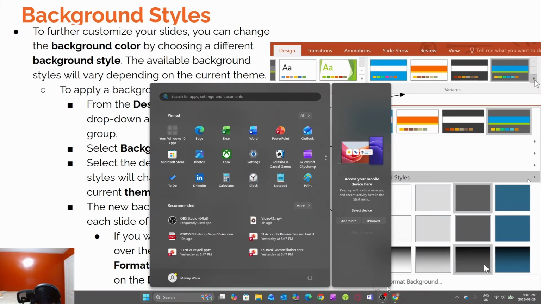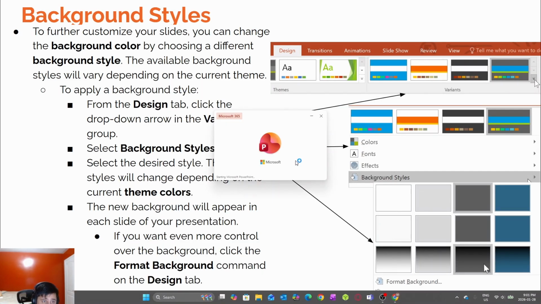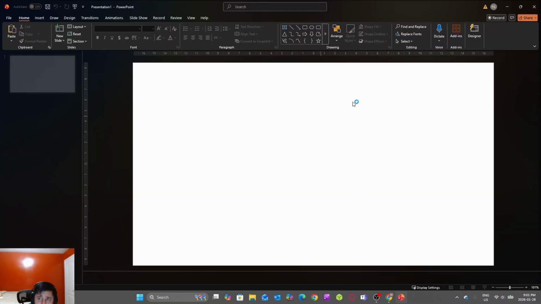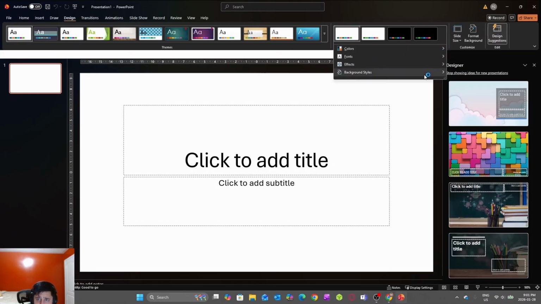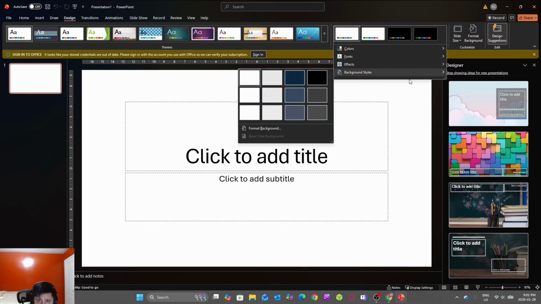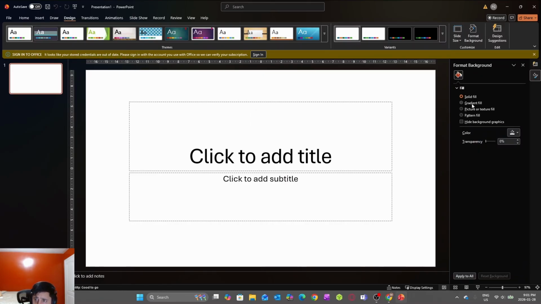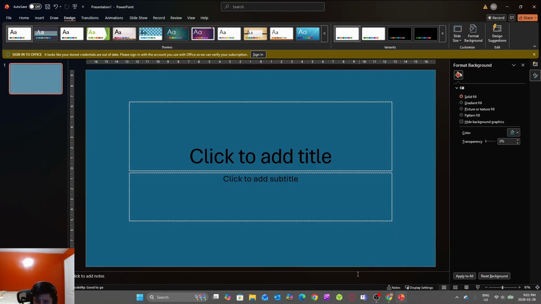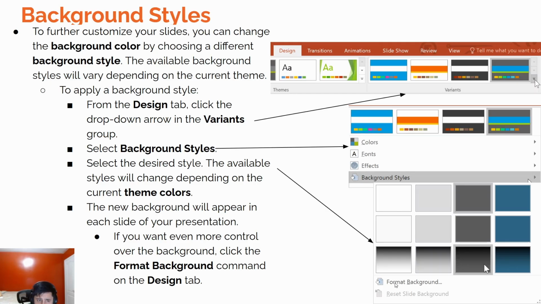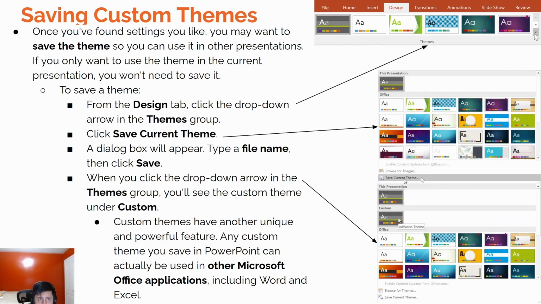So let me just show you this. You just open PowerPoint real quick. So again, Design tab, Variants, Background Styles, and we can go Formats, and then we can go like Gradients, Picture, Texture Fill, Pattern Fills, all that, right? And we can just select it.